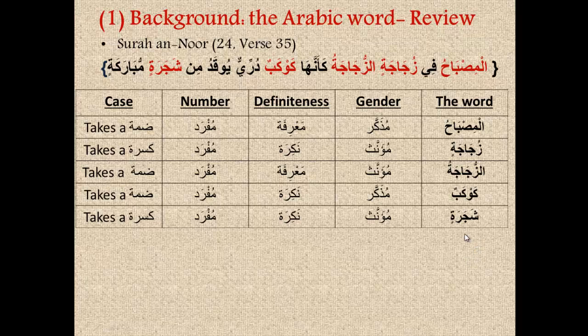Shajaratin has a ta marbuta, so the gender is feminine, mu'annath. It is nakirah, because the marking is a tanween. It is mufrad singular, and it takes a kasra for its case ending.